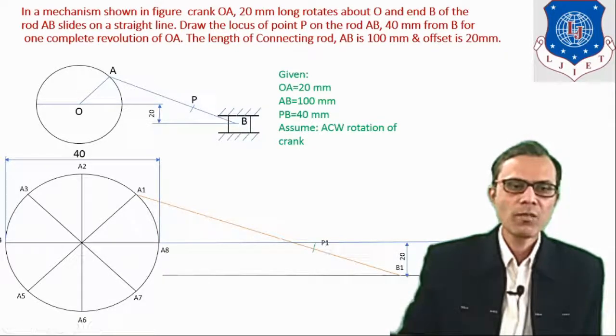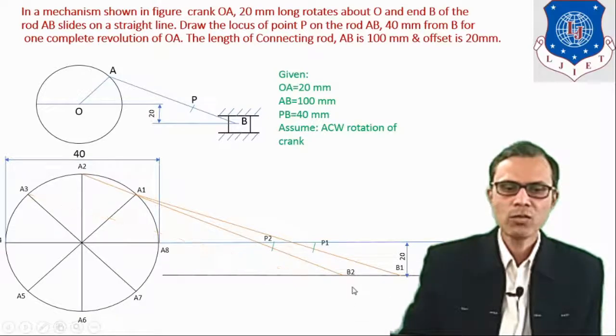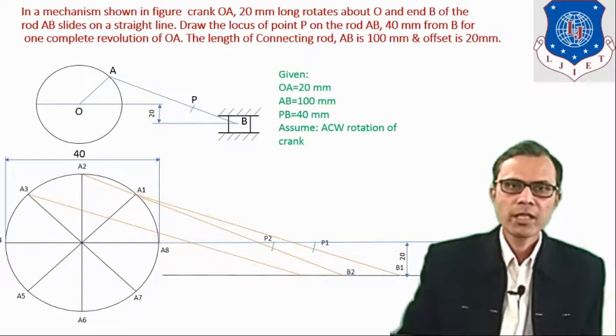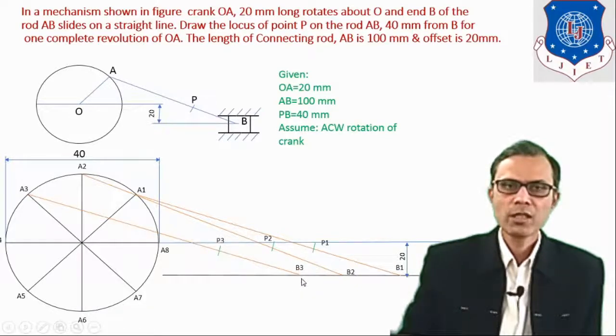Next position of crank is A2. Keep A2 as the center. Compass size equal to 100 mm. Draw an arc. So here it is the point B2 and it is point P2 at a distance of 40 mm from this B2 point. Next position is A3. Keep A3 as the center. Compass size equal to 100 mm and draw the arc on this locus line. So here is the intersecting point B3 and it is the point P3.